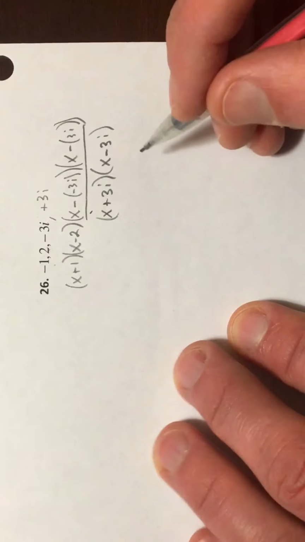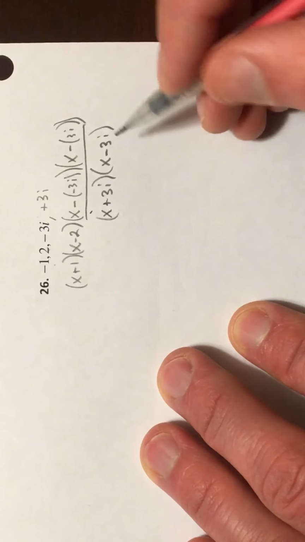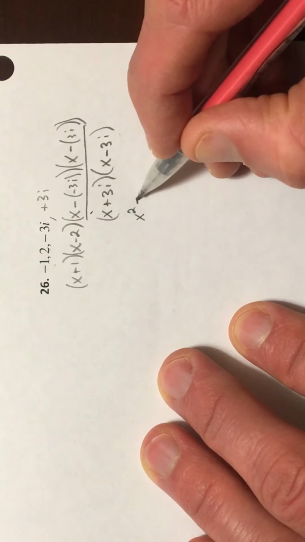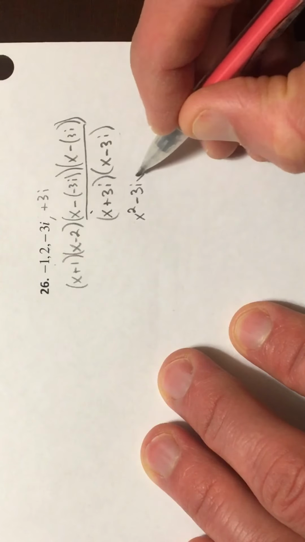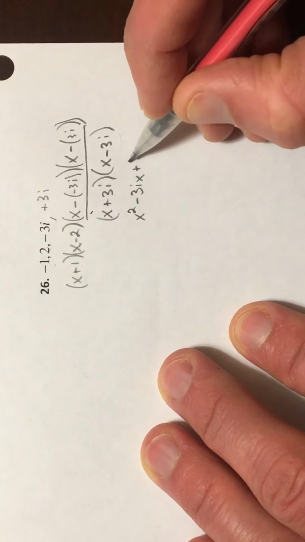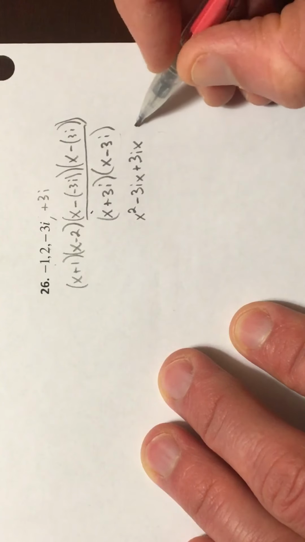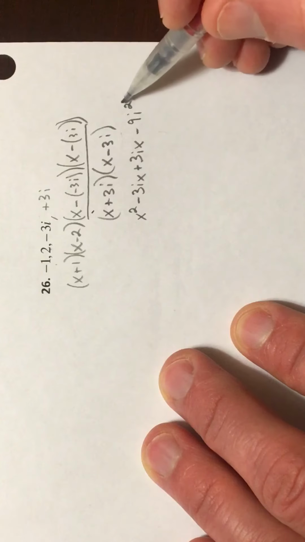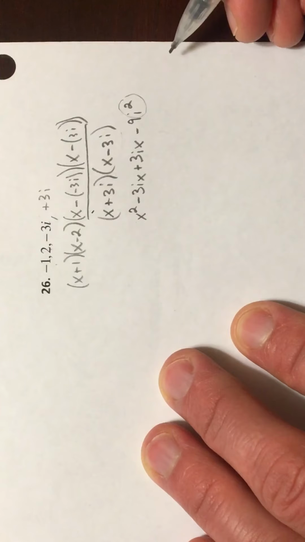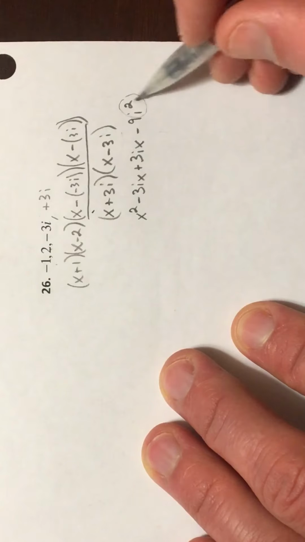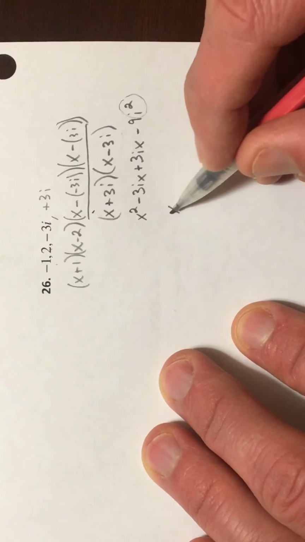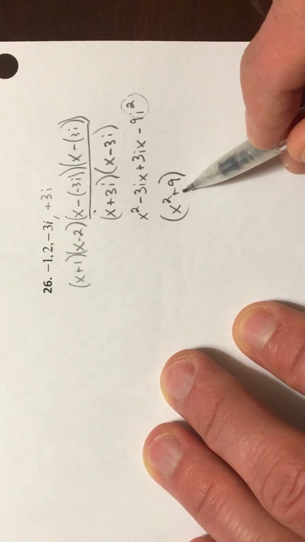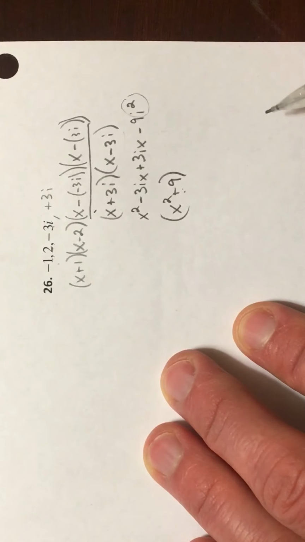Let's distribute. You could FOIL here since it's binomial times binomial. But you'll get an x squared. You'll get a minus 3ix. You'll get a positive 3ix. And then you'll get a minus 9i squared. So recall that i squared is a negative 1. So this becomes a positive 9. These cancel. This is the binomial that would produce these 2 zeros.